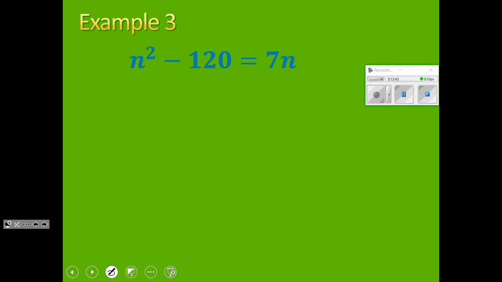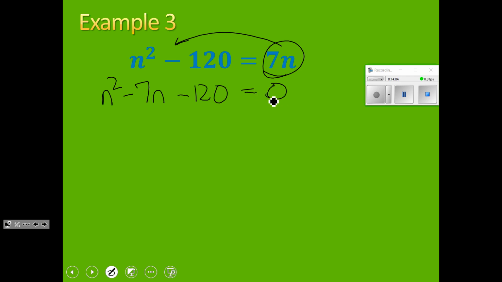So what's different about number 3? Step number 1, you've got to set it equal to 0. So I'm going to pull 7 and over. And notice that I'm putting it in the middle, because you got to put them in order. Like you have your squared term first, then you have n to the first power, and then you have your constants at the end.